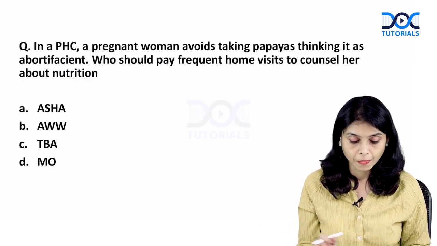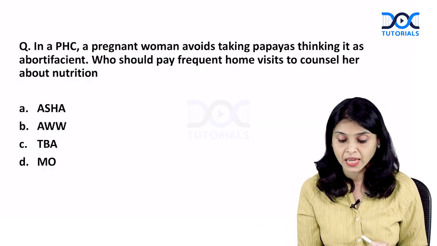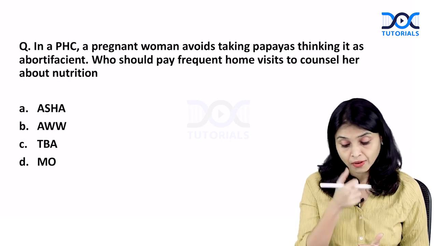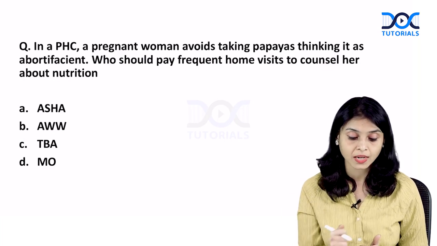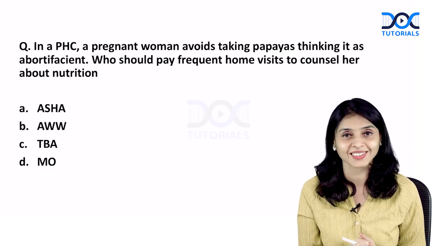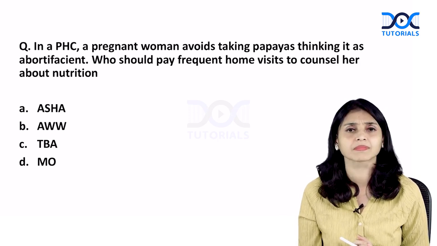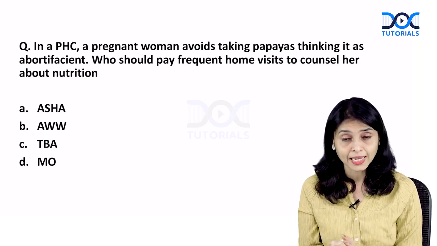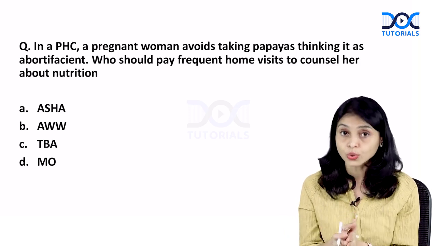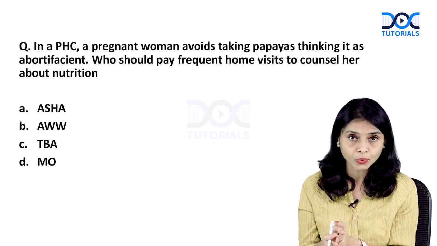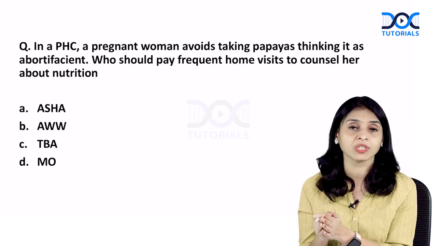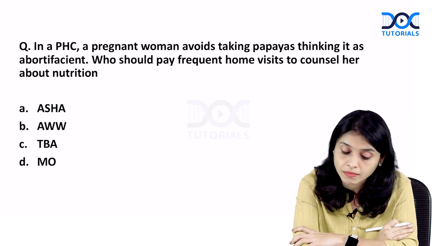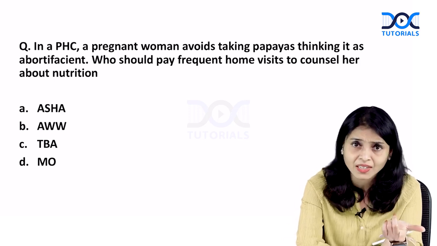In a PSC, a pregnant woman avoids taking papayas, thinking it as an abortifacient. Who should pay frequent home visits to counsel her about nutrition? Another confusing question, not that much confusing. The question is, who will go to her house frequently to tell her that it's good to take this fruit, you don't have to avoid this fruit, this will not cause abortion? Who will visit her house and regularly counsel her? It is Asha worker, right?